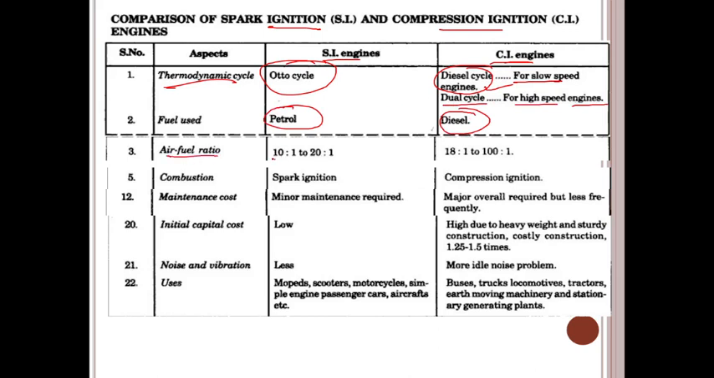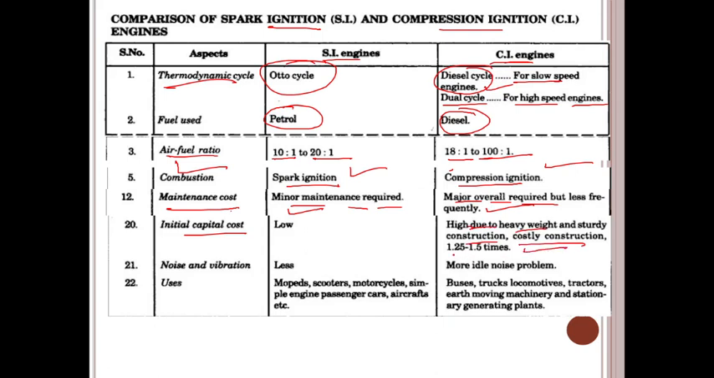Air fuel ratio: 10:1 or 20:1 in SI, and here it is 80:1 or 100:1. Combustion happens by spark ignition here, and by compression ignition here. Maintenance cost: minor maintenance is required in SI. Here, major overhaul is required but less frequently. Initial capital cost is low in SI, and higher in CI due to the heavy weight, sturdy and costly construction, 1.25 to 1.5 times.